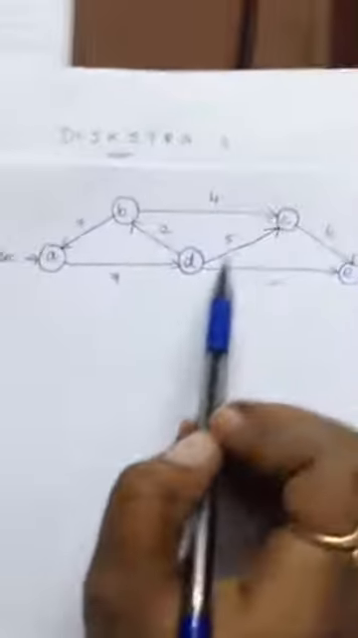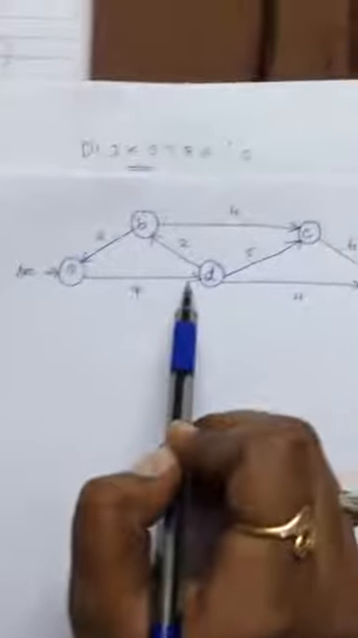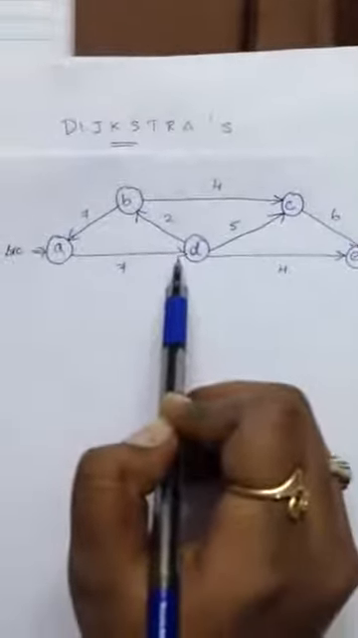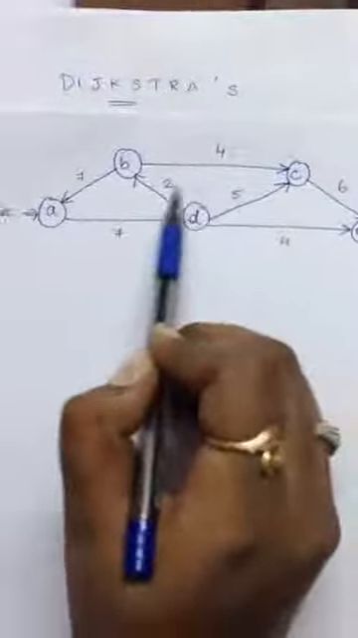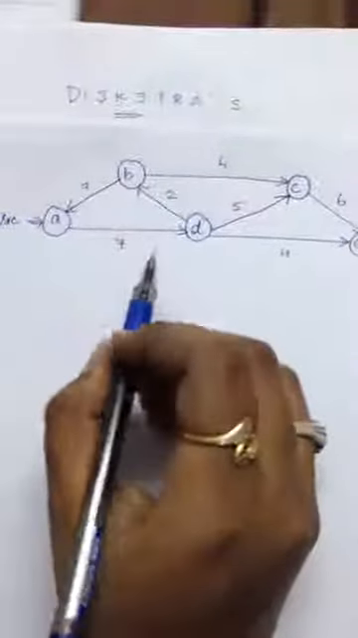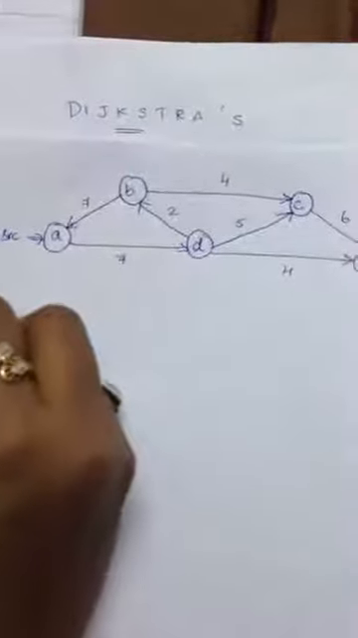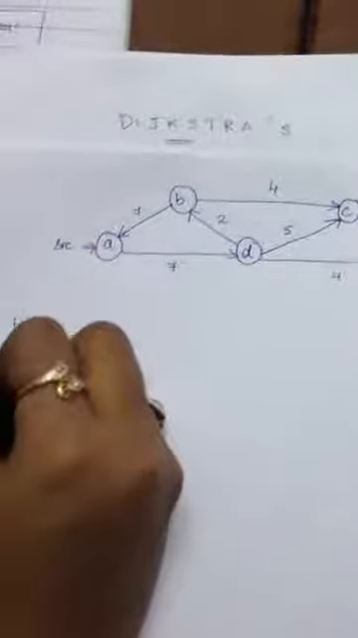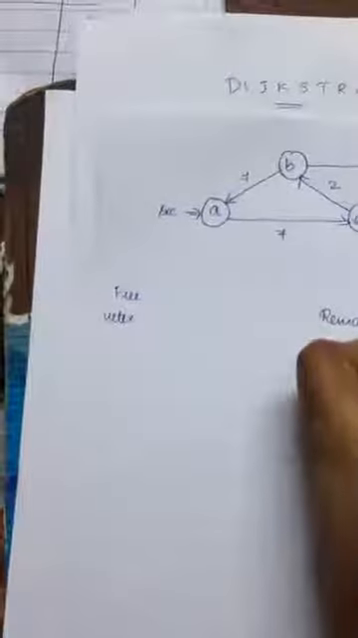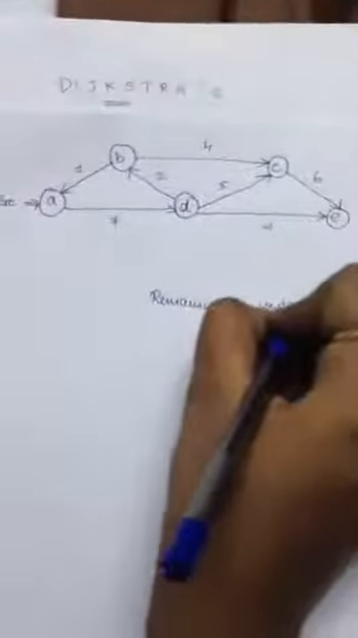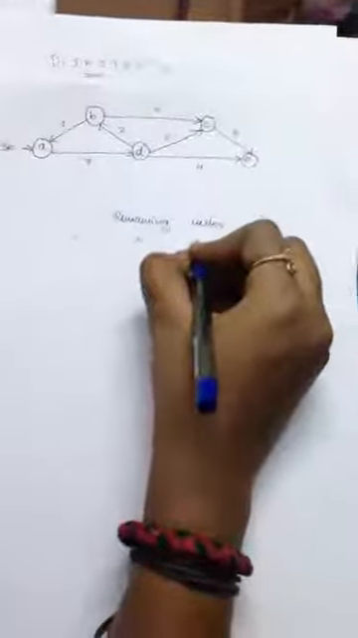Here we have 5 nodes A, B, C, D and E. They are connected by a directed graph and these numbers represent the cost. To solve this in Dijkstra's algorithm, we construct a table. The first column contains the free vertex. The second column, the remaining vertex. Under remaining vertex, it is subdivided into the number of nodes. Here we have 5 nodes, so we name them A, B, C, D and E.